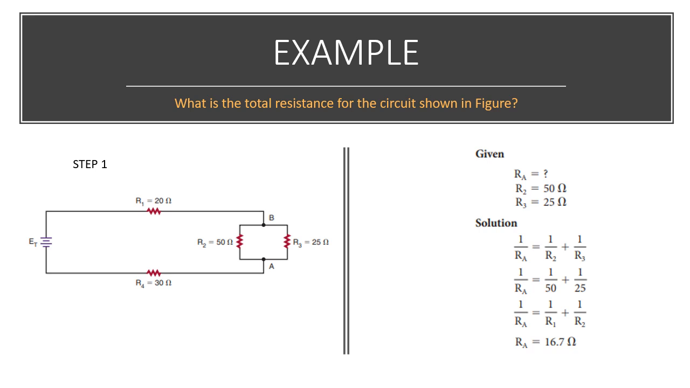The first step is to find equivalent resistance for parallel resistors R2 and R3 using the parallel formula, 1 over R equal to 1 over R2 plus 1 over R3. Substitute the values given, we get 1 over R equal to 1 over 50 ohms plus 1 over 25 ohms. Solve this equation, then we get R equals 16.7 ohms.